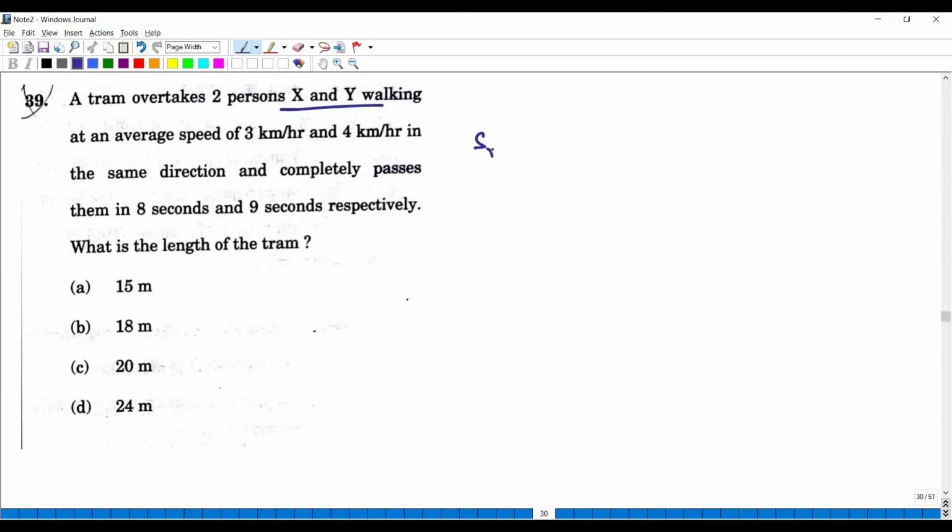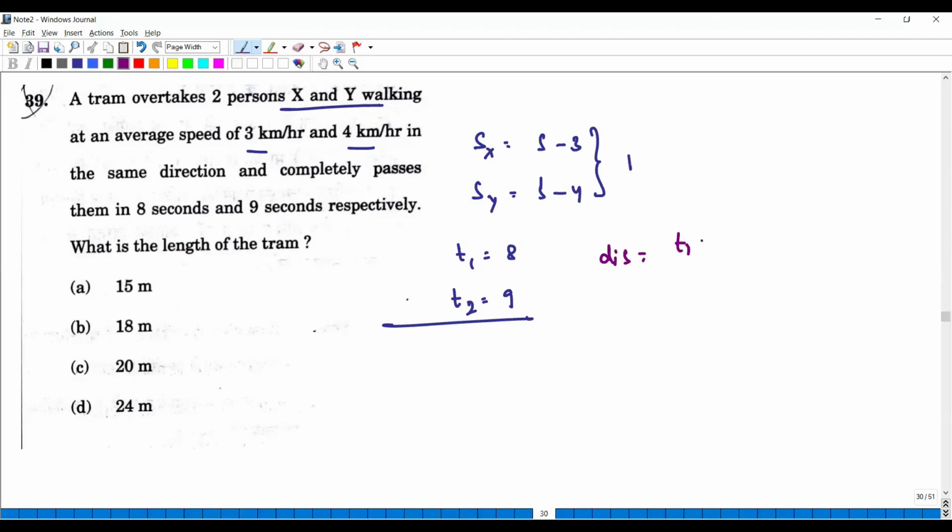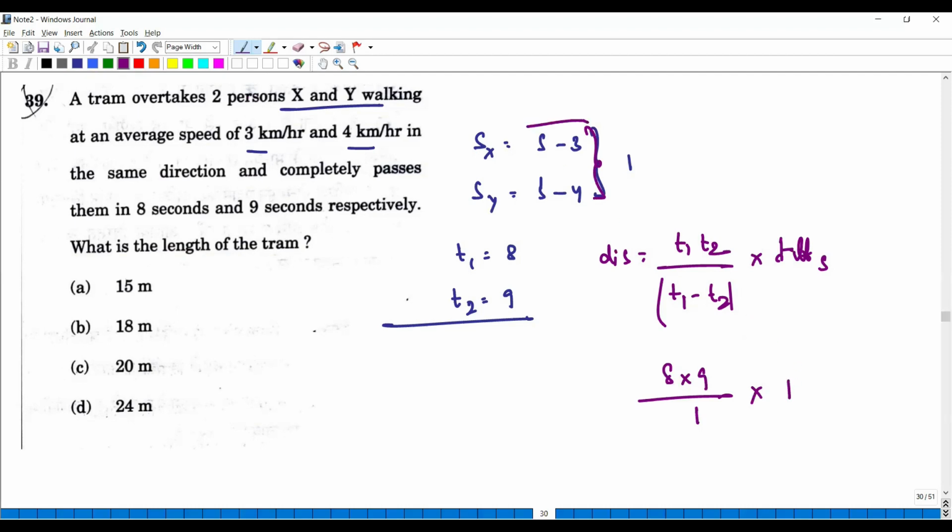So the speed of X is 3 kilometers per hour, Y is 4, same direction, which means you can take it as speed minus 3, speed minus 4. But the time taken is 9 seconds and 10 seconds. When two timings and the difference between the speeds are given, the formula is distance equals T1 T2 by T1 minus T2 into the difference in speeds. So T1 T2 is 9 into 10, the difference in times is 1, and the difference between the speeds is 1. But this is in kilometers per hour, so change it into meters per second, 5 by 18.